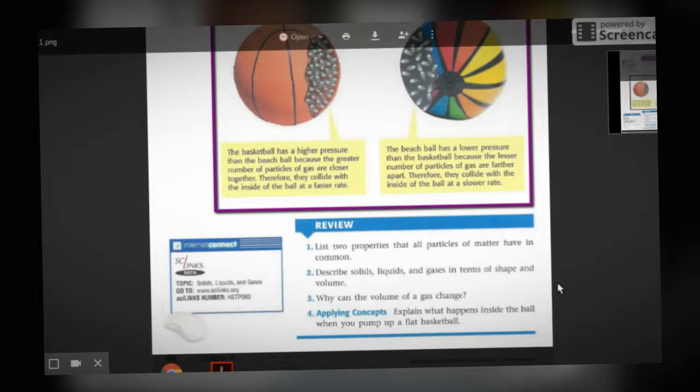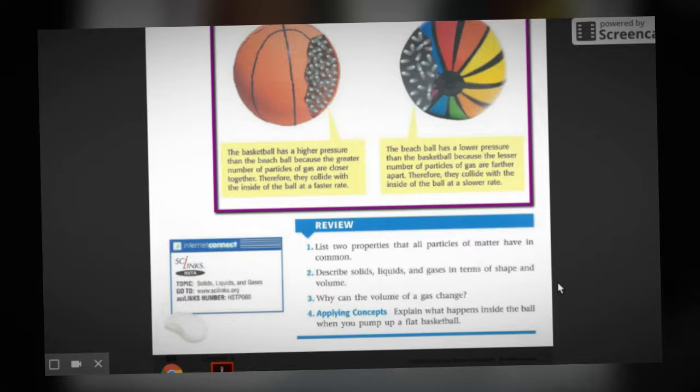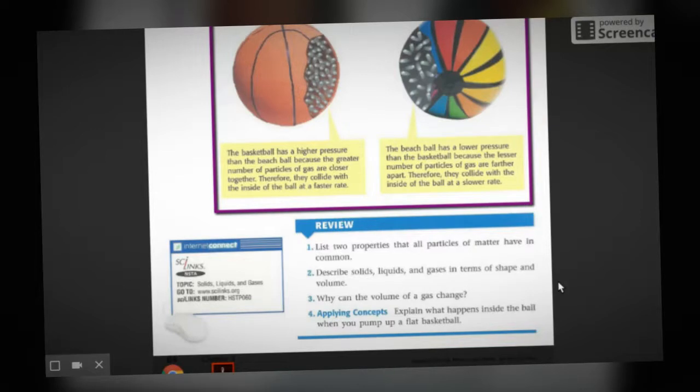Review. 1. List 2 properties that all particles of matter have in common. 2. Describe solids, liquids, and gases in terms of shape and volume. 3. Why can the volume of a gas change? 4. Applying concepts. Explain what happens inside the ball when you pump up a flat basketball.